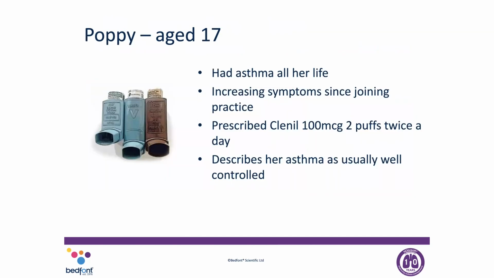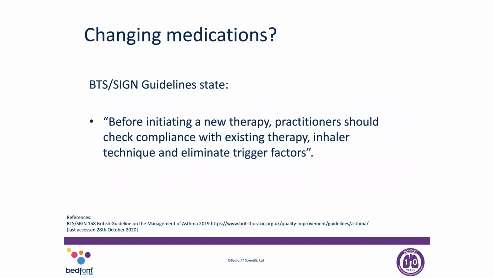So let's think about another patient. So this is Poppy. Poppy is 17. She's had asthma for as long as she can remember, since she was a young child. She joined the practice a few months ago, and since she joined your practice, her symptoms have been increasing. She has a Clenil inhaler, she takes 2 puffs twice a day, and she tells you that her asthma is usually well controlled. So what do the guidelines tell us?